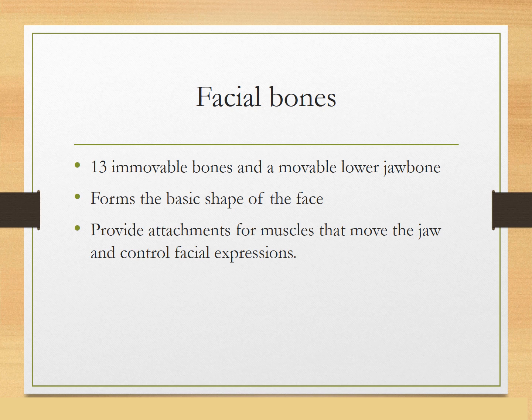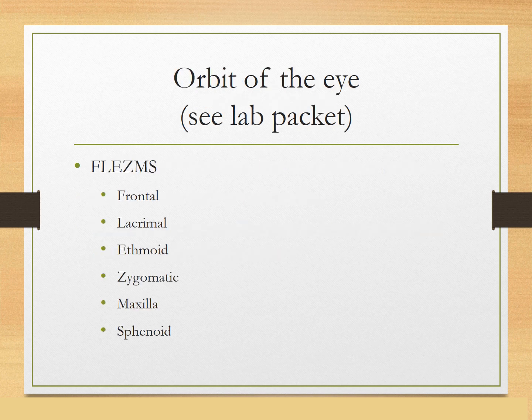There are 13 immovable bones and a movable lower jawbone that make up the facial bones. The facial bones form the basic shape of the face. They also provide attachment sites for muscles that move the jaw and control your facial expressions. There are PowerPoints that are also included as part of the lab, but you might want to look at your lab packet as we're going through these specific bones.